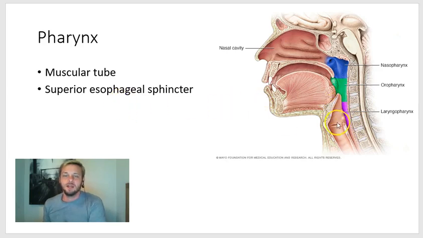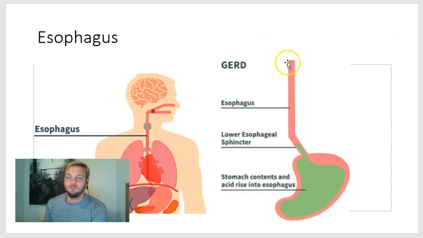In this pharynx, you're going to have a superior esophageal sphincter right here before the esophagus. And then as you move down the esophagus, you have a lower esophageal sphincter. So the esophagus has two sphincters, an upper and a lower, or superior and inferior. And it's this lower esophageal sphincter that can cause GERD, or gastroesophageal reflux disorder. If you get a bunch of heartburn, it could be because of GERD. As your stomach acid pushes up into the esophagus, it can actually eat away the esophagus and damage it over time.